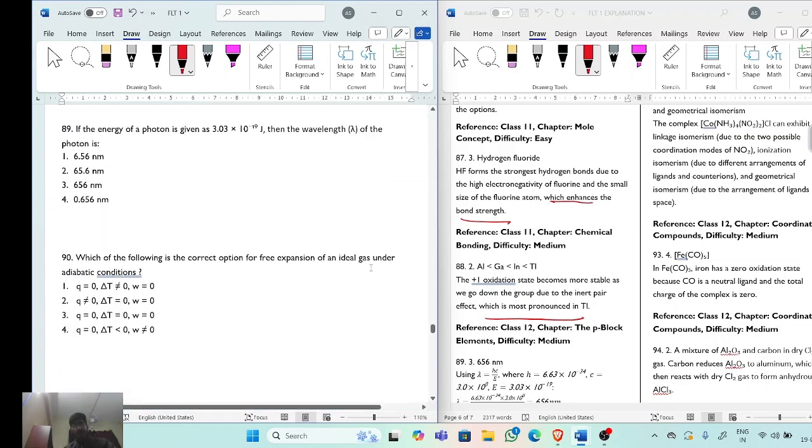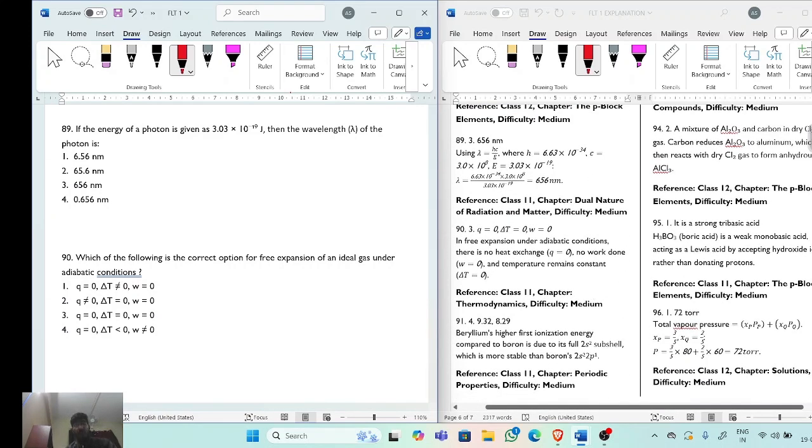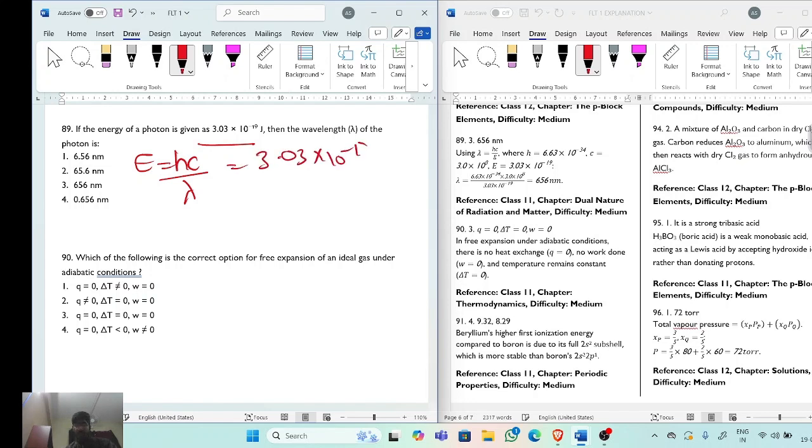Now question number 89. If the energy of a photon is given as 3.03 into 10 raised to the power of minus 19 joule, then the wavelength lambda of the photon is? Energy is given and we have to calculate the wavelength. We know energy is hc by lambda, and the energy is 3.03 into 10 raised to the power of minus 19 joule.